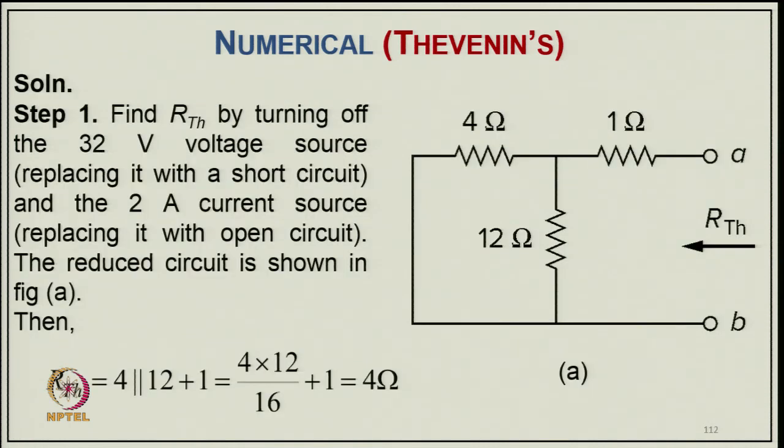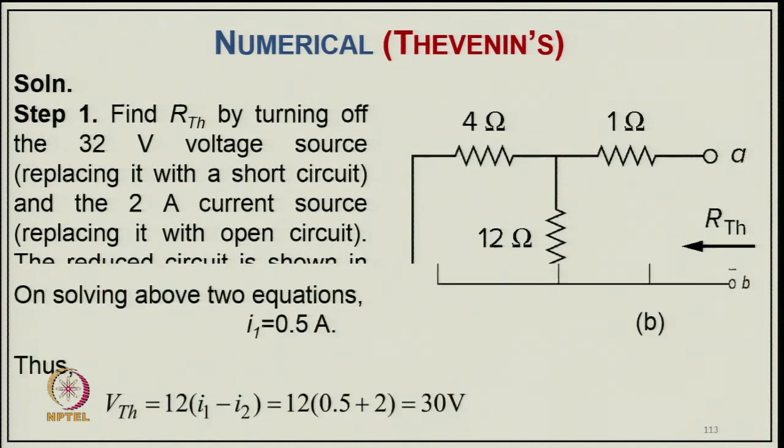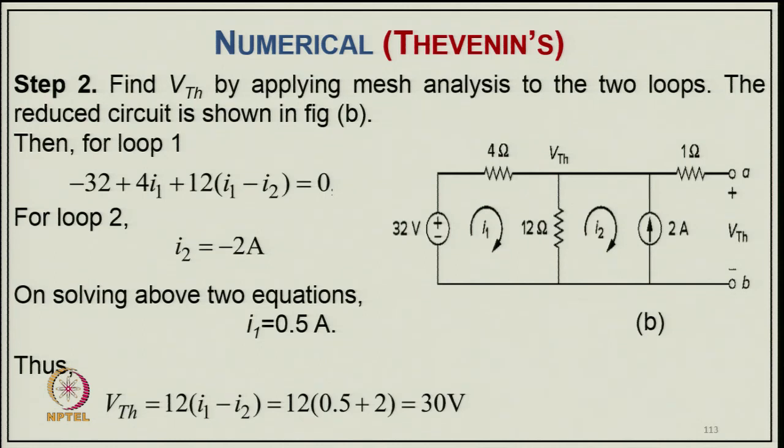Coming to the equivalent of this, to find the Thevenin resistance, we have to open circuit the current source and short circuit the voltage source to find R_TH. Turning off the 32 volt independent voltage source, replacing it as a short circuit, and the 2 ampere current source, replacing it as an open circuit, this circuit becomes in this manner. So, 2 resistances in parallel with one in series, that becomes R_TH equal to 4 ohm.